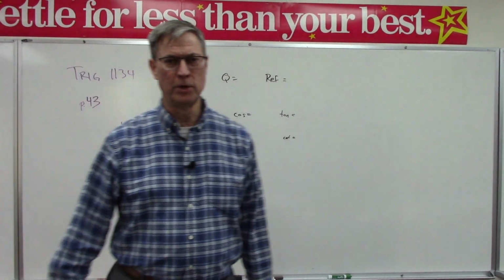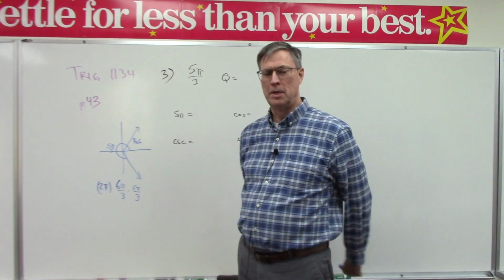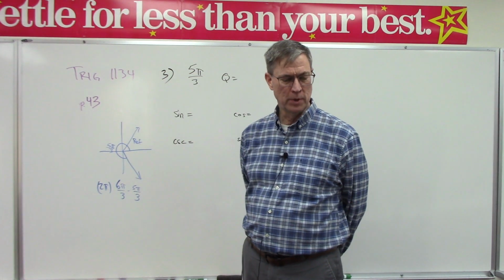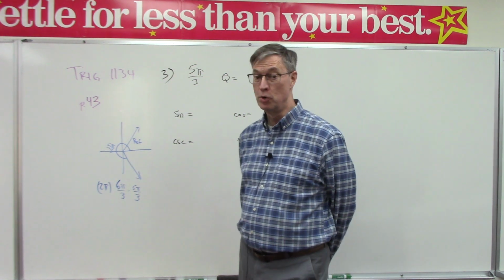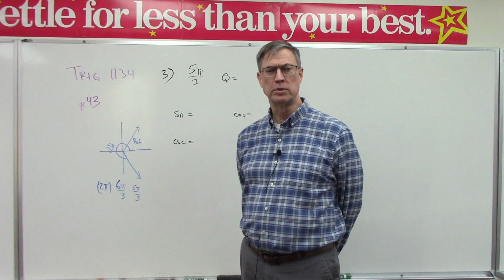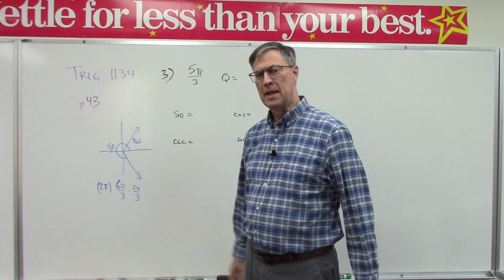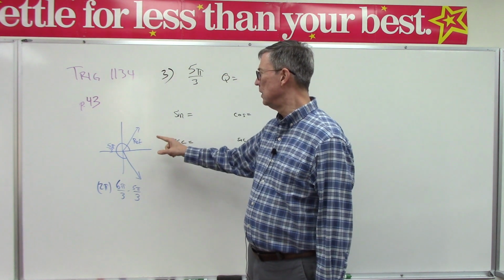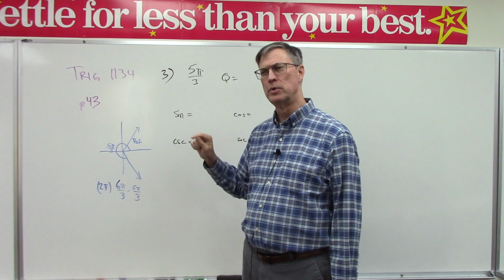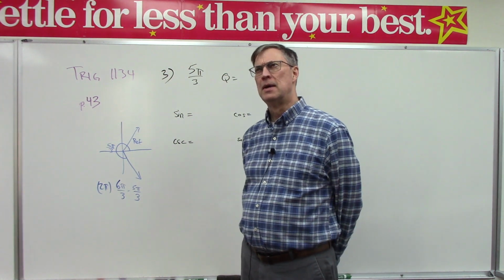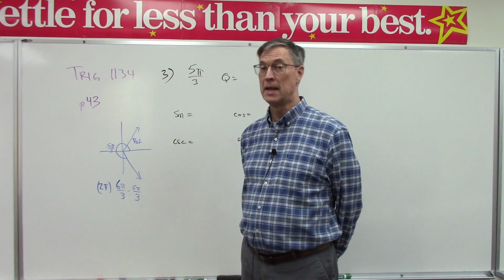All right, let's try our hand on page 43. Hopefully you have read and studied over pages 41 and 42, and done page 42 on your own. There are a couple of important charts on page 42, and the one on the top of 42 tells us in which quadrants the different trig properties would be positive or negative.